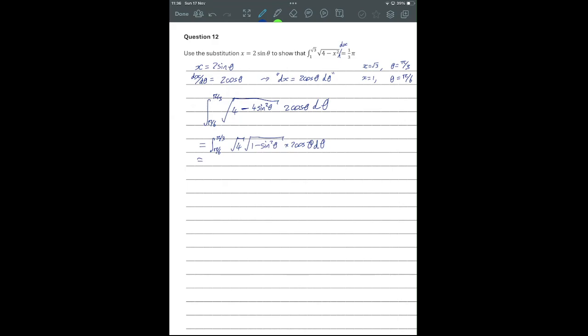I'm going to pull my numbers out. I've got a root 4, a 2 there, and another 2. So I'm going to put a 4 out in front of my integral. 1 minus sine squared is cos squared, and I have an extra cos still sitting here. So my integral has become the integral of just cos squared.